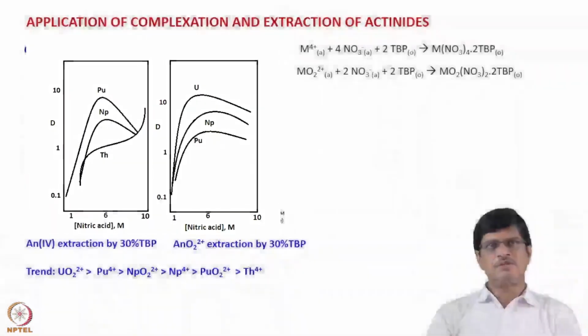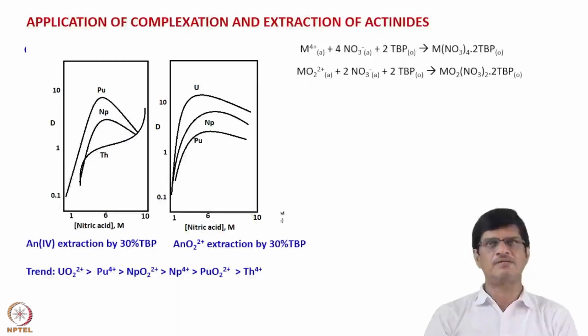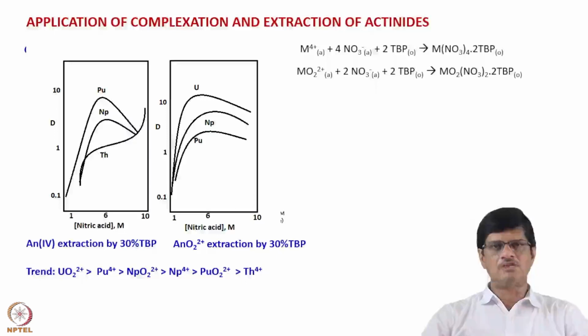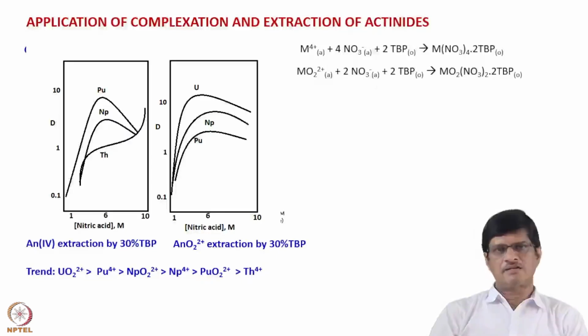So we are discussing the complexation of actinides, and subsequently we also discussed the extraction of actinides, which has relevance in the nuclear fuel cycle, specifically for the reprocessing of spent nuclear fuel. I will give some more details on this application of complexation and extraction of actinides in today's lecture. Now this is for the extraction of tetra as well as hexavalent actinide ions.